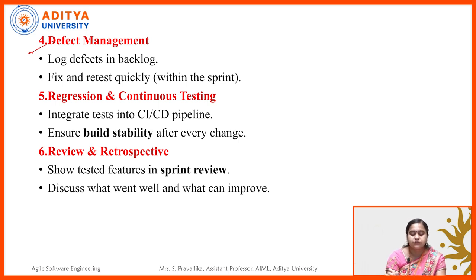Next one, fix and retest quickly within the sprint. If we have identified any errors, if we have identified any bugs, we need to fix them as well as retest them quickly within that particular sprint. Next one, regression and continuous testing. So we are having two categories of testing, regression and continuous testing.